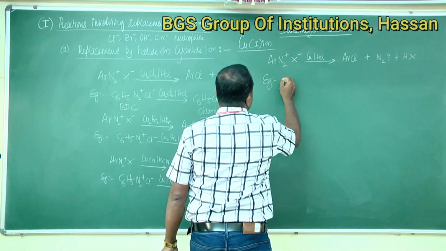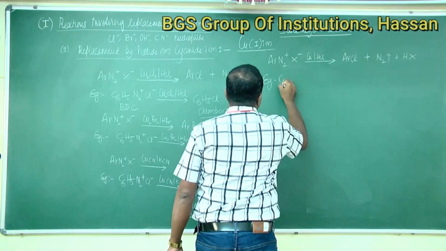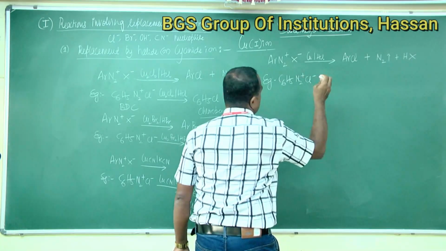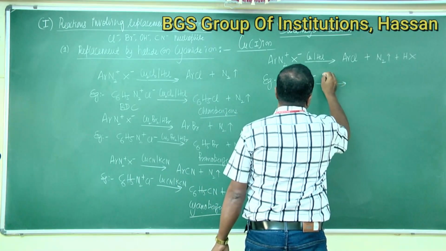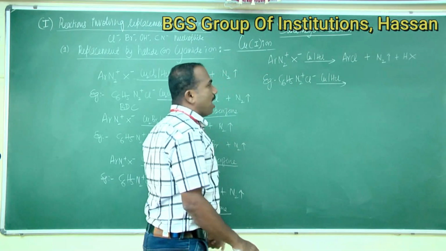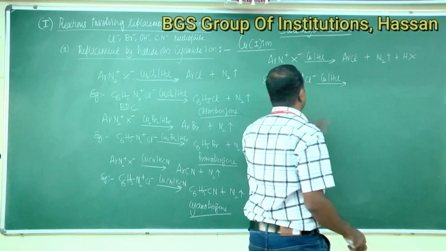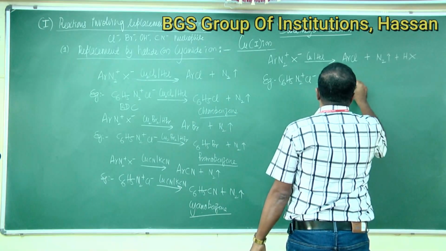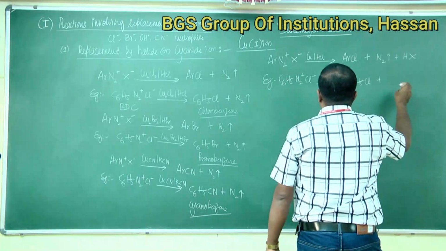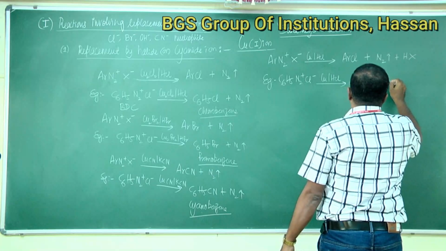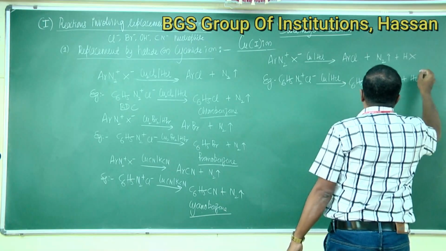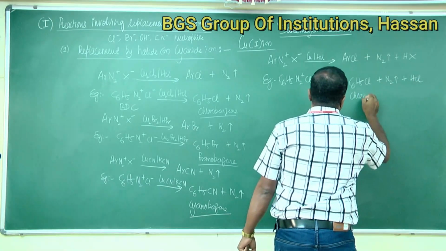Example: C6H5N2+Cl⁻, benzene diazonium chloride, is treated with copper powder in the presence of hydrochloric acid. The product formed is C6H5Cl, chlorobenzene, plus N2 gas plus HCl. This is chlorobenzene.